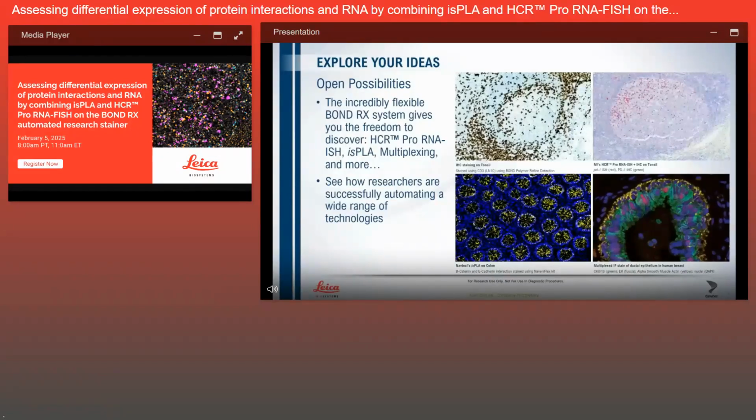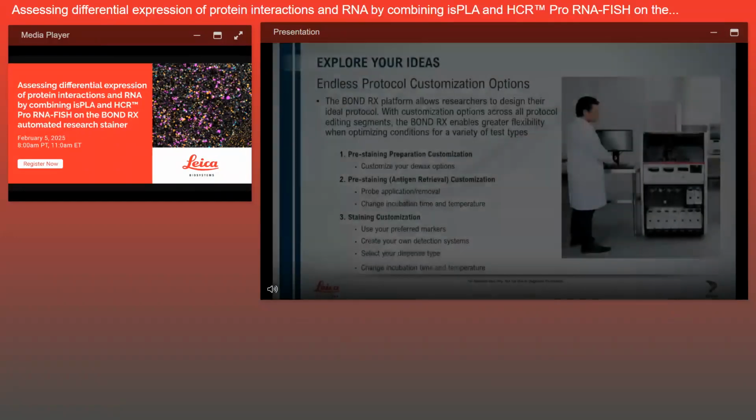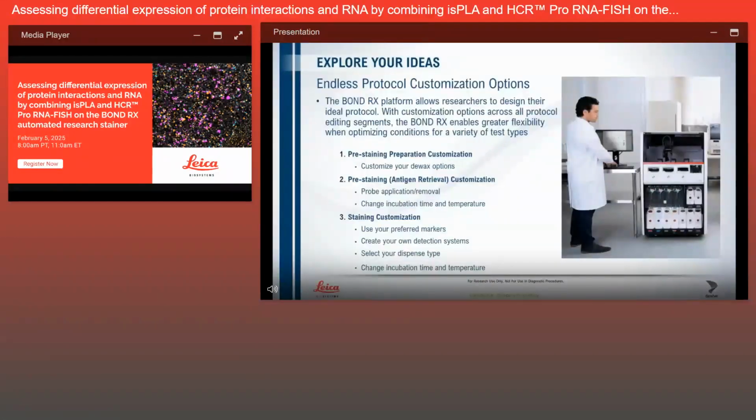If you look at the top right image, you see MI's HCR Pro RNA-ISH plus IHC on tonsil. And at the bottom left, that image displays DaVinci's isPLA on colon using the DaViniflex kit. Here's where the customization abilities of the BondRx really come into play. The open software allows researchers to design their own unique and ideal protocols to fit their specific needs.